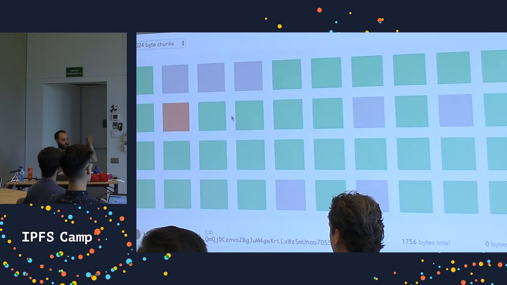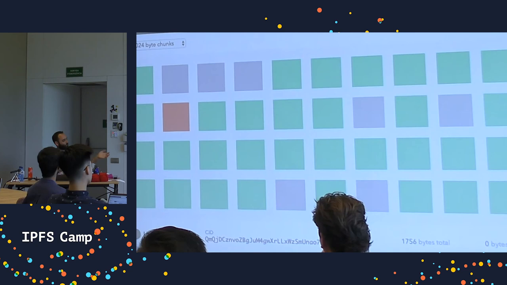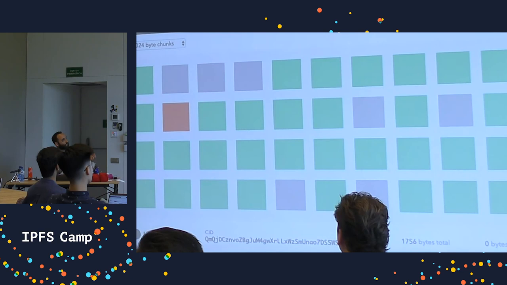So this is the cat pic. If we were to open this CID on the gateway, we'd see the cat pic. But this is about pinning. So these things are pinned. If I run GC now, nothing much happens, because there's no unpinned blocks that it can remove. Caveat, the gray ones are unpinned, but they're the pin set, so it can't remove them.